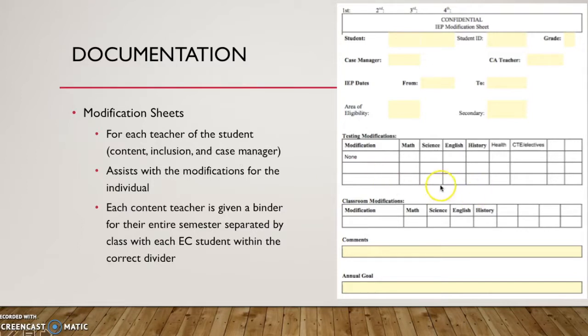It lists their modifications, their classroom modifications, testing and classroom modifications, and then a comment, which would be a short paragraph, a snippet about the student, and then all their annual goals listed. It also references their case manager if they have a CA. CA stands for Curriculum Assistance. It's the exact same thing as resource. The IEP dates, areas of eligibility, student ID, grade, and then it lists first through fourth block of where the student is located throughout the entire day.